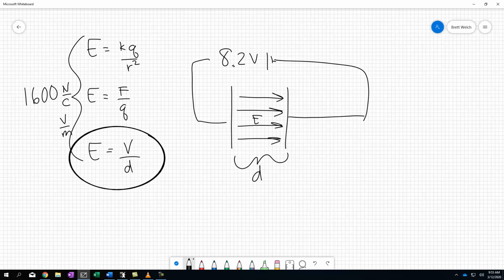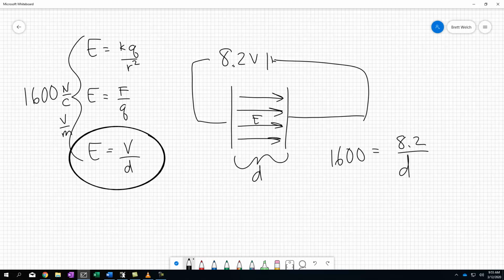That does not mean on the test that it's automatically going to be that version. You might have to look at it and make some analysis. So be prepared to read through the question, look for what you have to work with. But electric fields can be found through a myriad of different ways. In this case, we have 1600. It's going to equal our voltage of 8.2 over D.